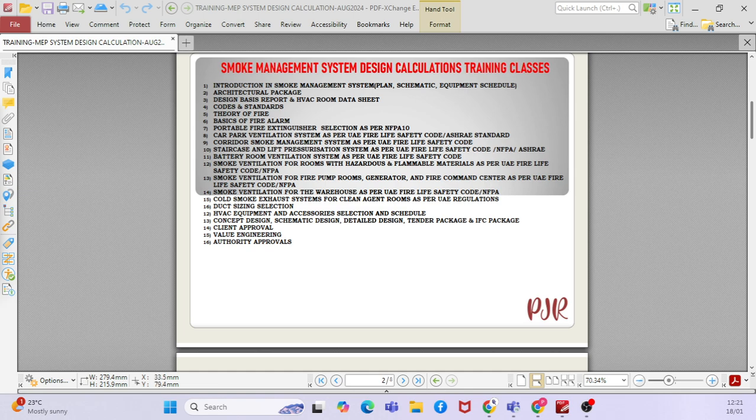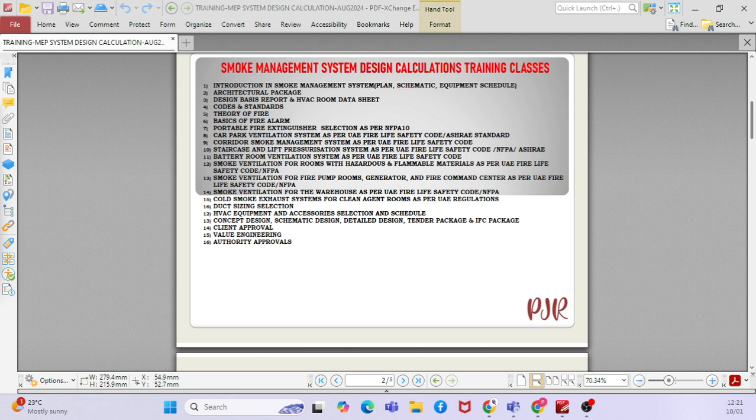Okay, then there is the car park ventilation system. Corridor smoke management system, staircase and lift pressurization system, then battery room ventilation system, smoke ventilation system for different rooms like hazardous flammable material room, fire pump room, generator room, fire command room. Then there are warehouses. Then you do the cold smoke exhaust system for the clean agent system, then duct sizing calculation, and how to prepare the equipment schedule.